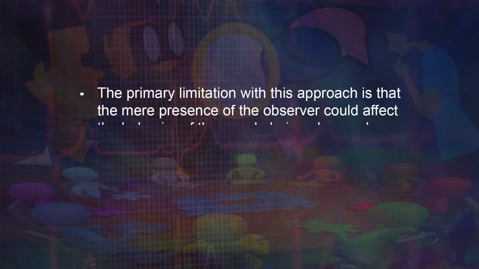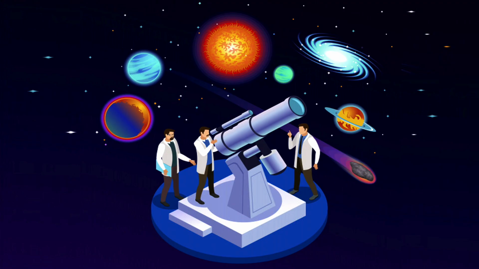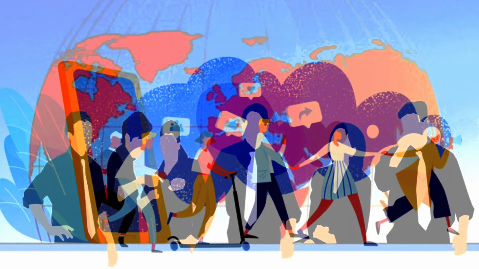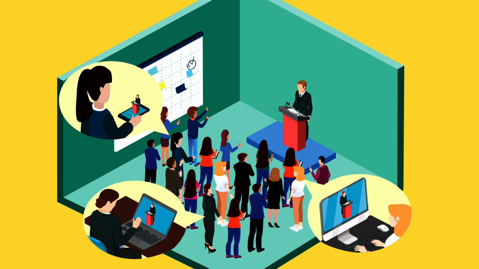The primary limitation with this approach is that the mere presence of the observer could affect the behavior of the people being observed. While this is a concern with naturalistic observation, additional concerns arise when researchers become active members of the social group they are studying. Because of that, they may change the social dynamics and/or influence the behavior of the people they are studying.